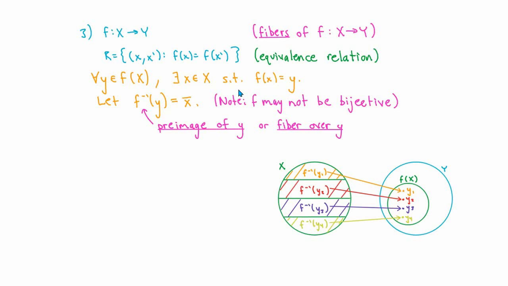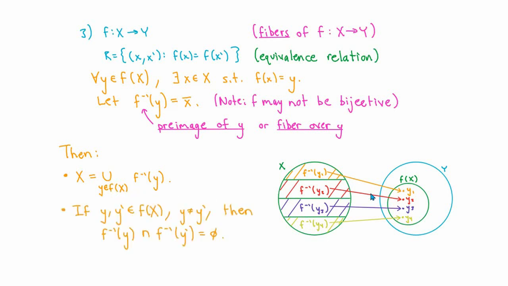Now, if we apply our facts from before, we have a nice picture of how these fibers divide up the domain X. And there are two things to note about this. Number one is that every element of X is in one of these fibers, so that the domain X is the union over all elements of the range of the fibers above those elements. And number two, if we pick distinct points in the range and then consider the fibers above those points, they're always going to be disjoint. So the fibers break the set X up into all of these disjoint pieces, and there's one piece corresponding to every distinct point in the range.